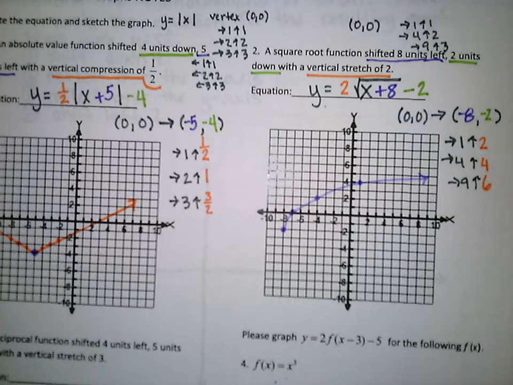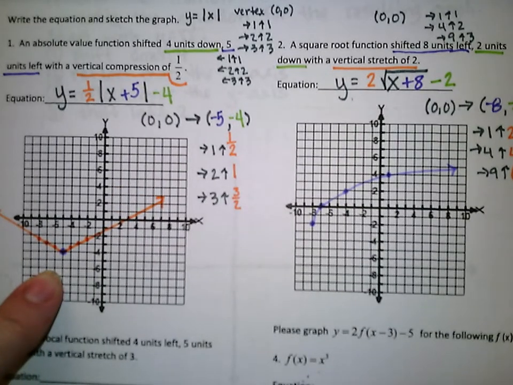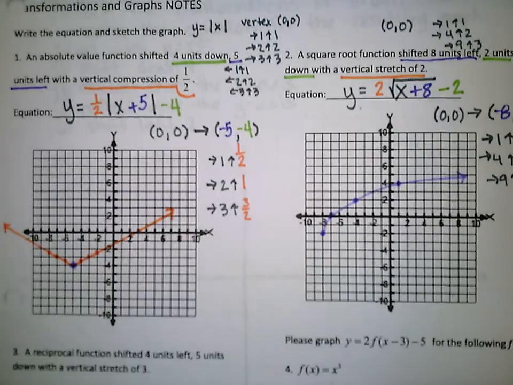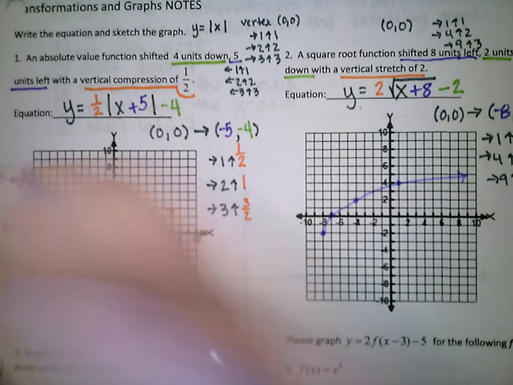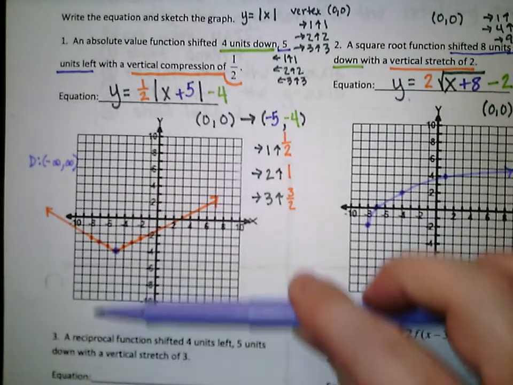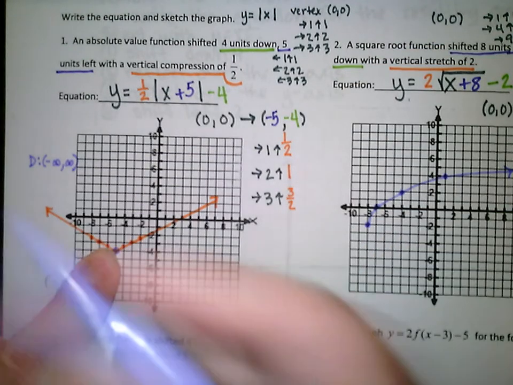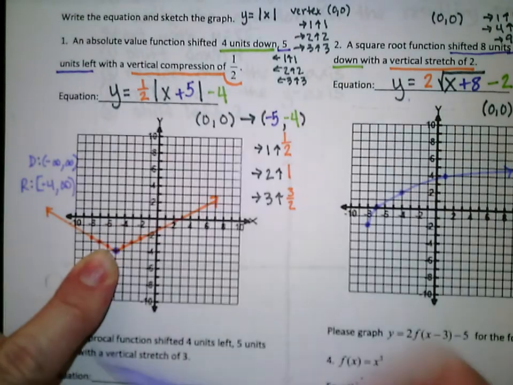And then one of the things that we might want to consider doing is always going back and writing our domain and range. So on this graph over here, absolute value, if we scan left to right, the domain would be all real numbers, as it is for the absolute value family. And the range, this one starts at -4 on our y values and then goes to infinity.